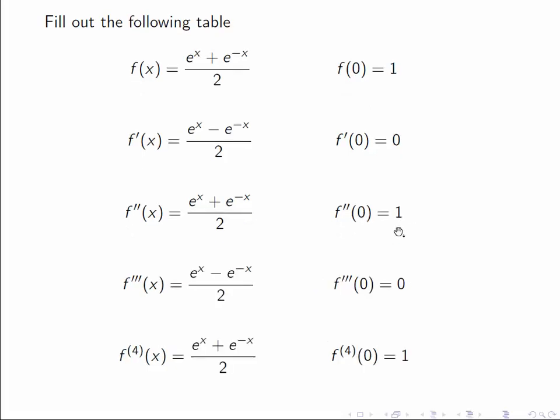And then clearly for the next 2 derivatives, this pattern just repeats. So in general, if we take the nth derivative of this function and evaluate it at 0, we're going to get 1 if n is even and 0 if n is odd.